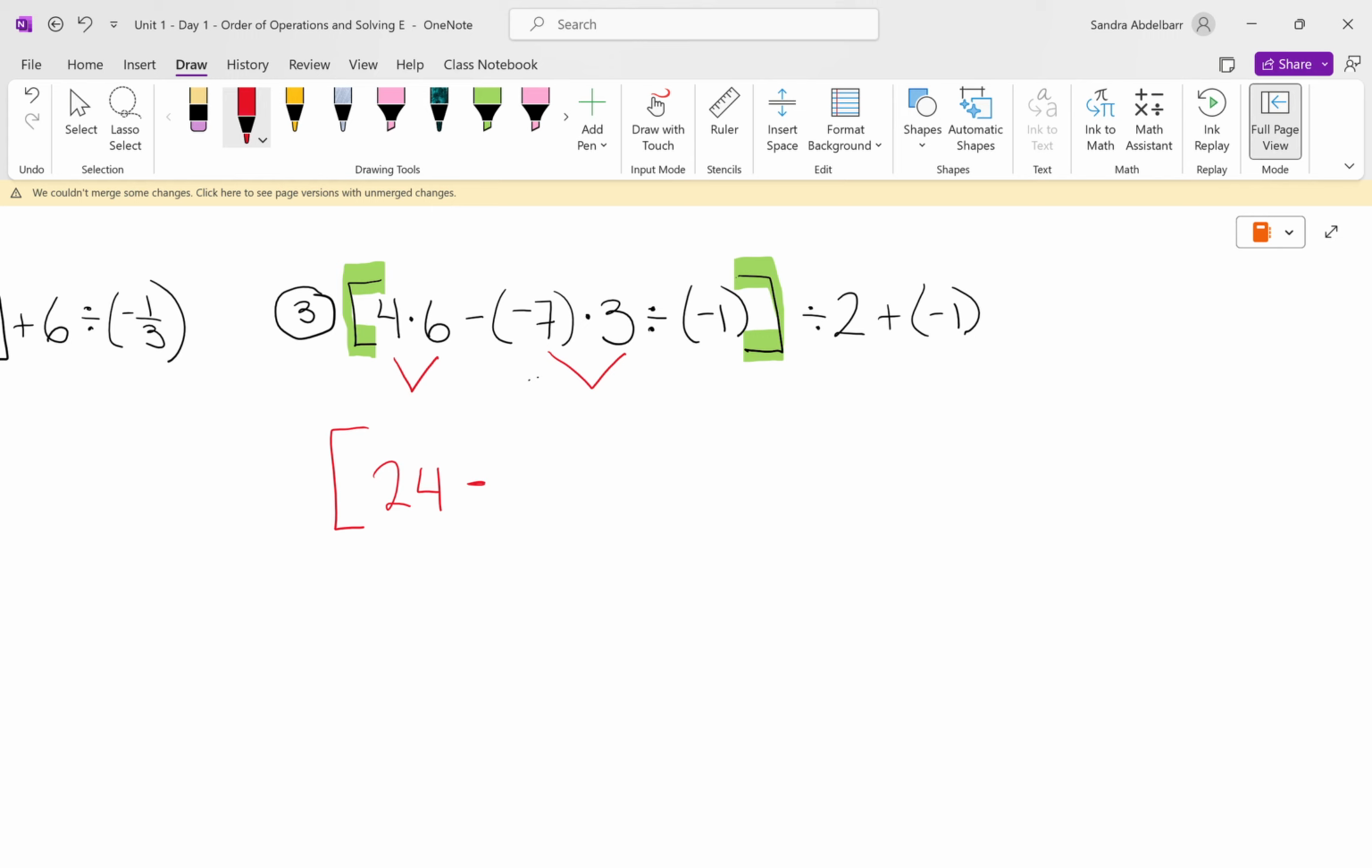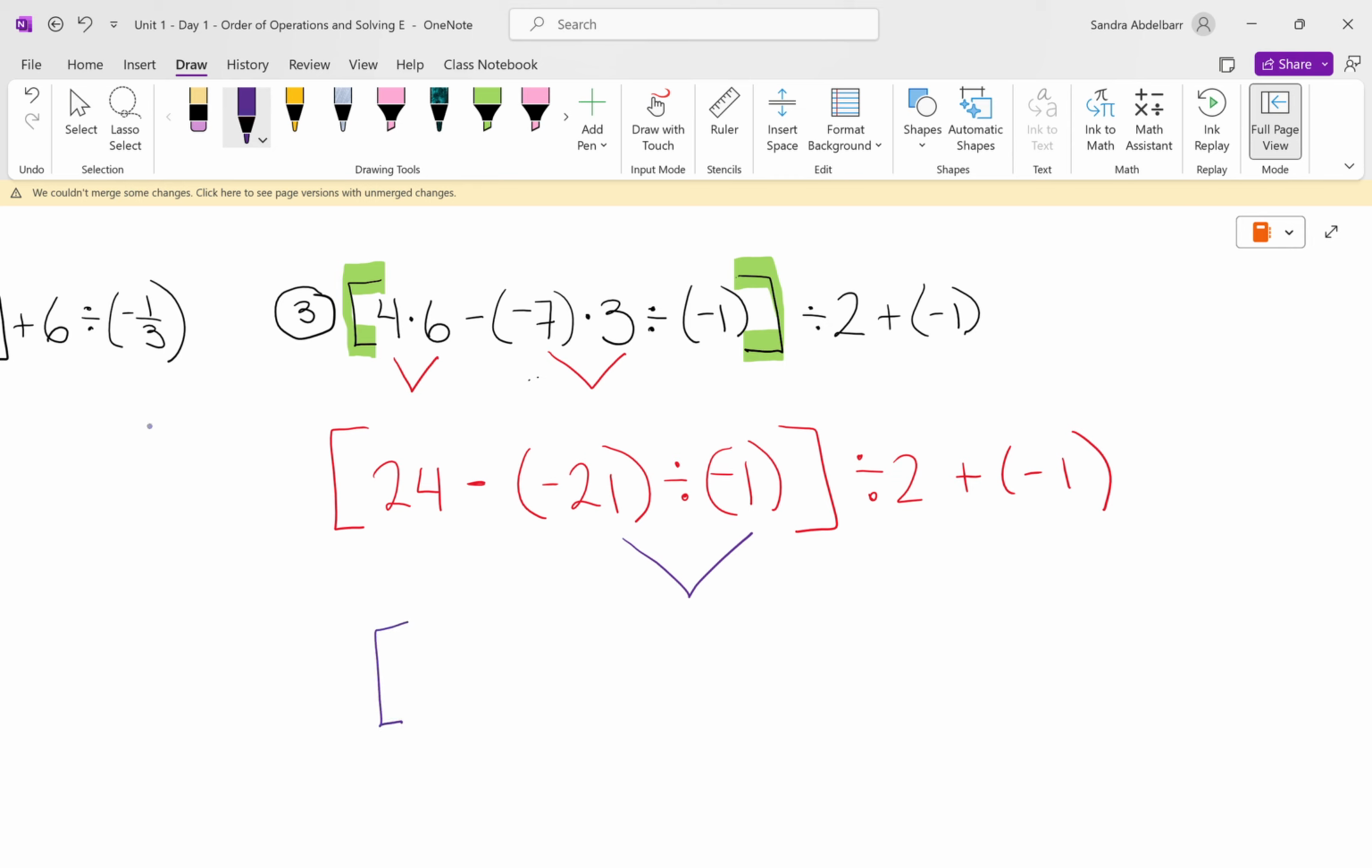Well, -7 times 3 is -21. But then we have -21 divided by -1, divided by 2 plus -1. Okay, so now I'm going to keep going here. So now we have subtraction and division. Based on our choices between subtraction and division, because we're still inside the parentheses, we are dividing first. We have to divide first.